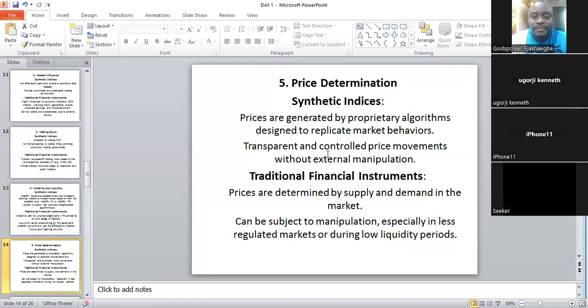Price determination. Synthetic indices prices are generated by a proprietary algorithm designed to replicate market behaviors. Are you with me? Prices are determined by supply and demand in the market. Let me give you a very good example of this.